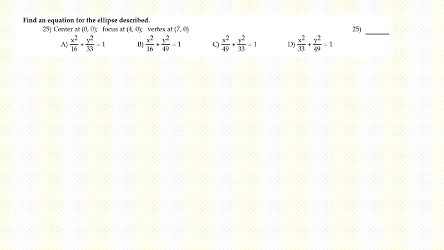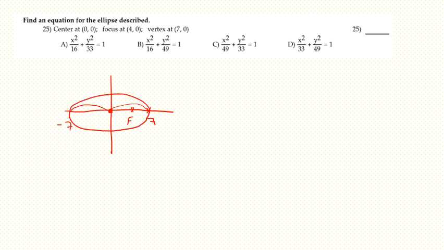Regarding question number 25, it is asking for the equation of the ellipse such that the point 0 and 0 is the center and the focus point is 4 and 0. This is F. And notice that the vertex here is 7. Since I have this distance 7, on the other side I have negative 7. And here is the ellipse. I don't have these two points, but I have V1 and V2, and I have F1 and F2.